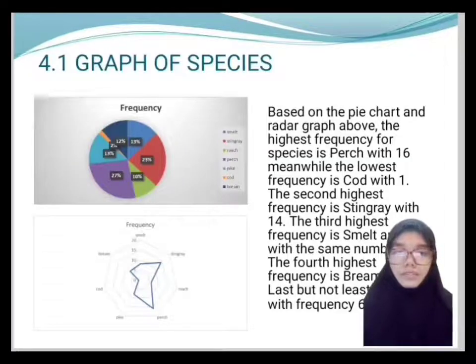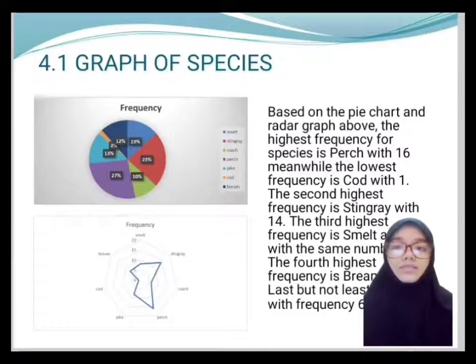Graph of species. The graph that we have chosen is a pie chart and radar graph. Based on the pie chart above and the radar graph, the highest frequency for species is Perch with 16, meanwhile the lowest frequency is Cod with 1. The second highest frequency is Stingray with 14.